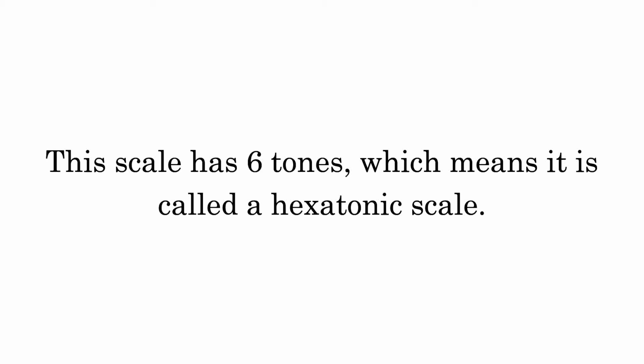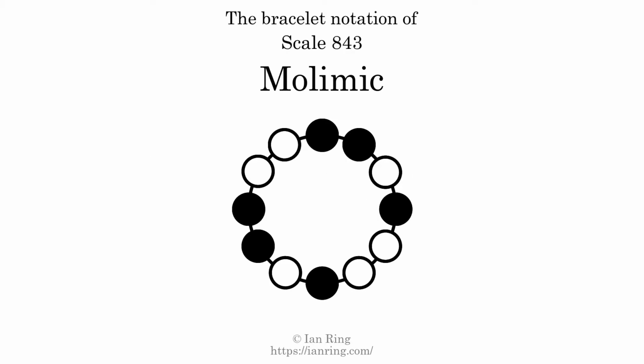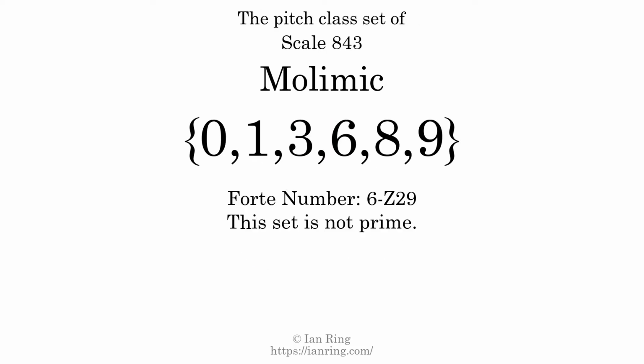This scale has 6 tones, which means it is called a hexatonic scale. This is a bracelet notation diagram of scale 843. The shaded circles represent tones that appear in the scale, and they are read clockwise, starting at the top. The pitch class set for this scale is 0, 1, 3, 6, 8, 9.